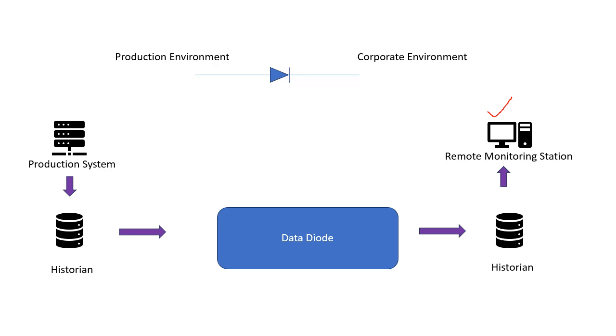And this helps in protecting the production system data, right? And also at the same time, if there is any attack in the remote monitoring station or in the corporate environment, that same attack is not going to infiltrate into the production system, because this data diode would not allow any communication, any write communication from the corporate environment to the production environment. And that is why usage of data diode is increasing in the plant network architecture.